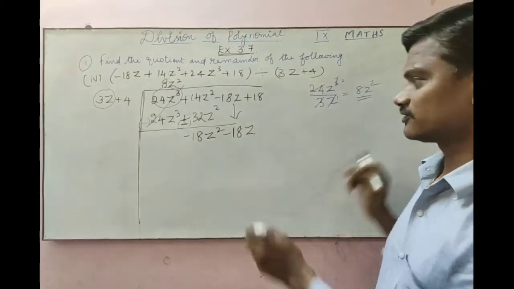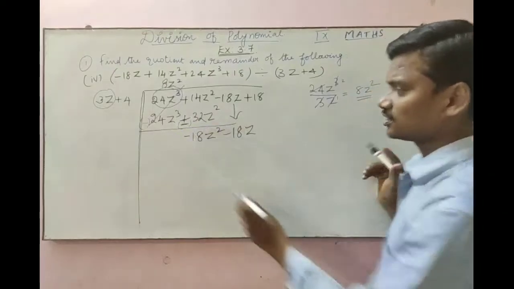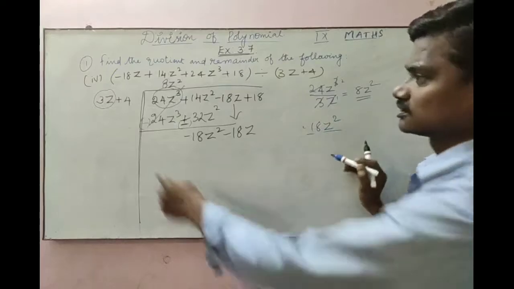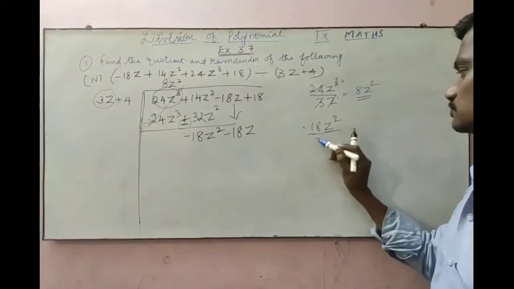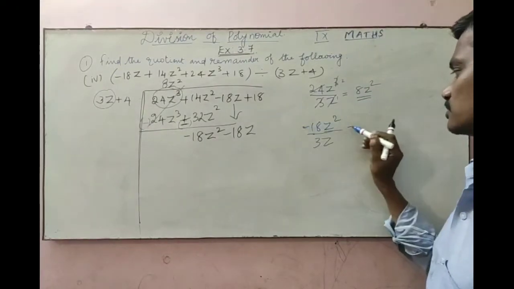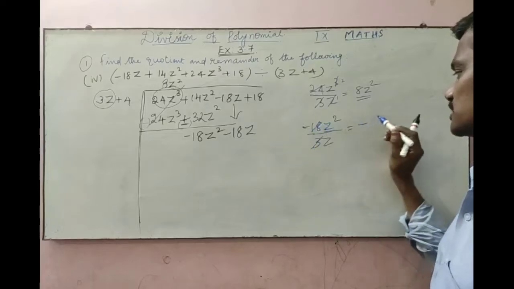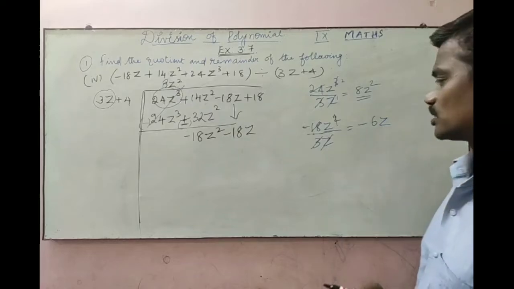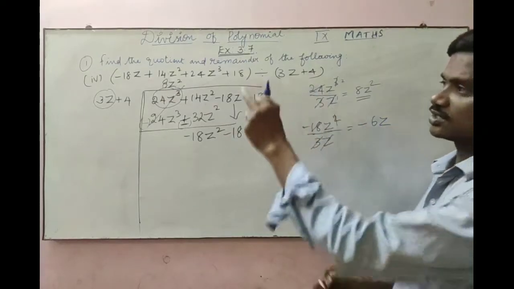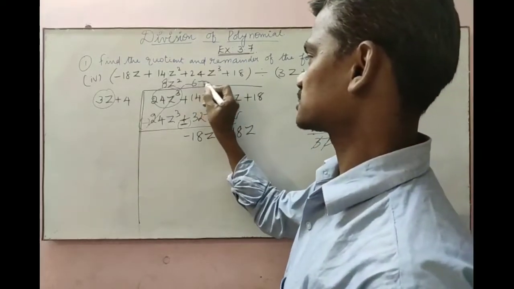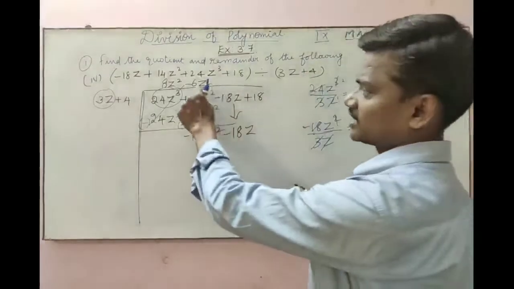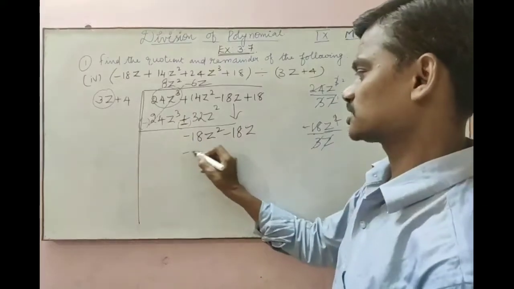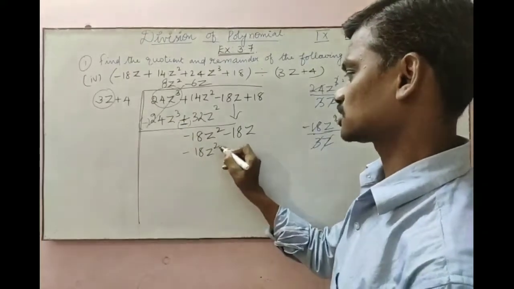Then again you have to take the first term. What is the first term here? Minus 18z square divided by 3z. You will get minus. If you cancel this, you will get 6. Here one z gets cancelled. So minus 6z. Take this to the quotient. Minus 6z. Minus 6z into 3z gives the same term. The same term comes here, minus 18z square.